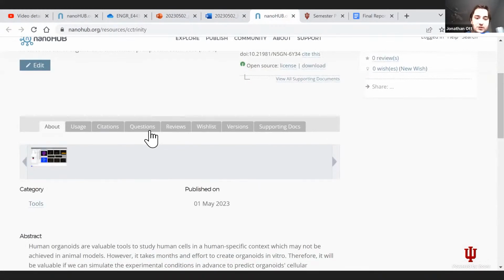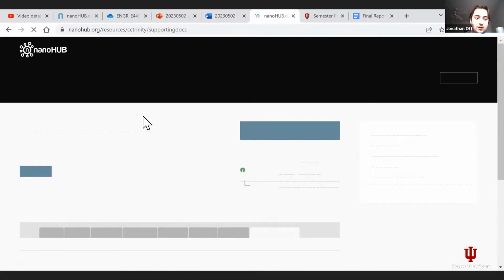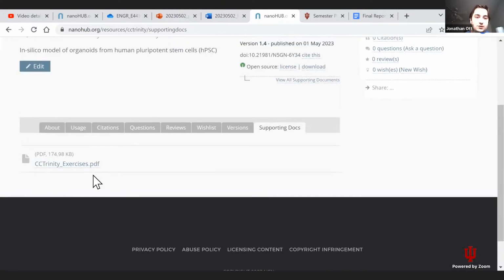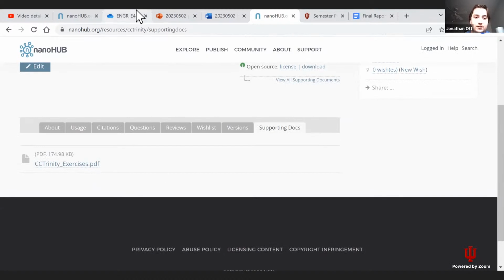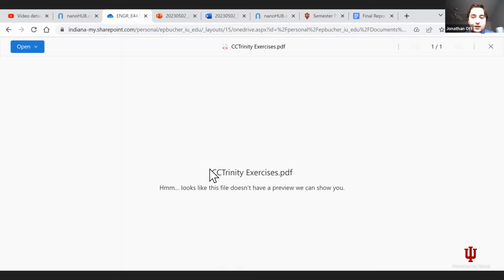So some other things to note on the main page here, you can click on the supporting docs, and that shows the exercises. Now, these exercises are just some very basic things that you can try, some variables that you can set.